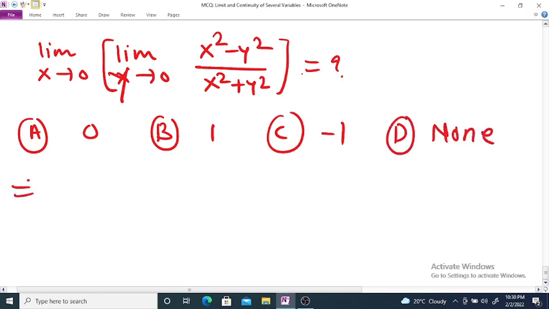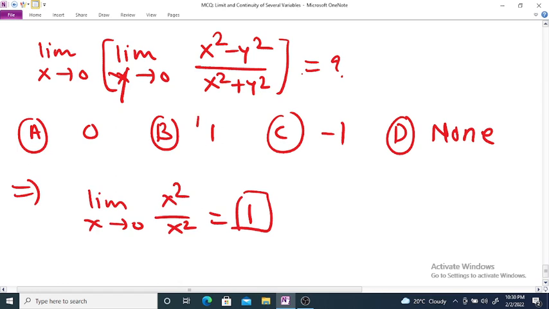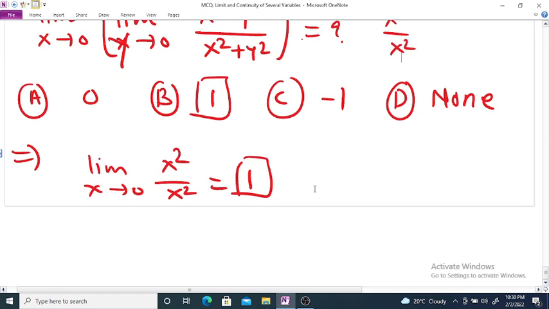So here if we put y equal to 0, this becomes limit x tends to 0, x squared divided by x squared, which is equal to 1. So the correct option is 1. As y first, if we put y equal to 0, then what is left here is only x squared divided by x squared, which is equal to 1. Now the next example.